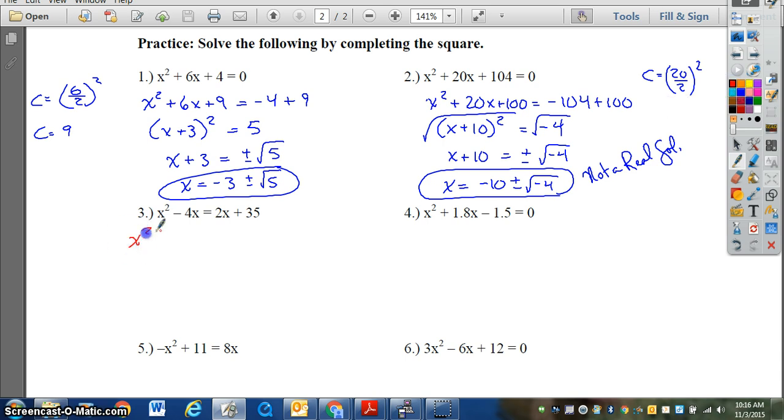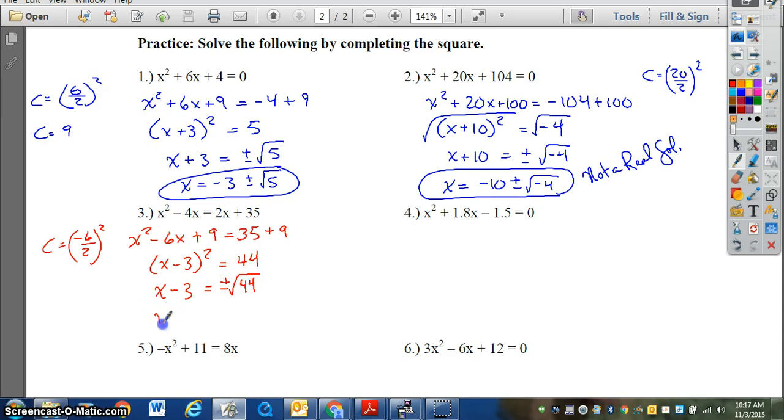Okay, let's take a look at 3 and 4. In 3 I'm going to have x squared. I'm going to subtract this 2x over to get negative 6x. I'll leave 35 where it is. So my new C value will be negative 6 divided by 2, which is negative 3, and negative 3 squared is 9. So let's add 9 to both sides. This over here will be x minus 3 squared equals 44. I will take the square root of this. This is the square root of 44, which we know is 4 times 11. So I'll have x minus 3 equals plus or minus 2 square root of 11. I'm going to add 3 over for my final answer. Okay?